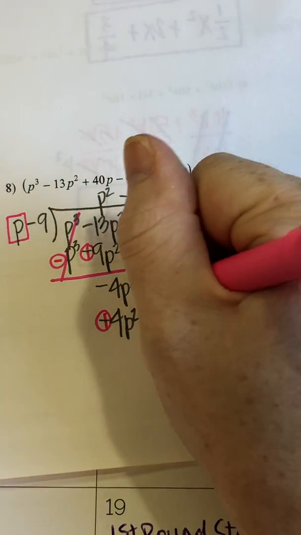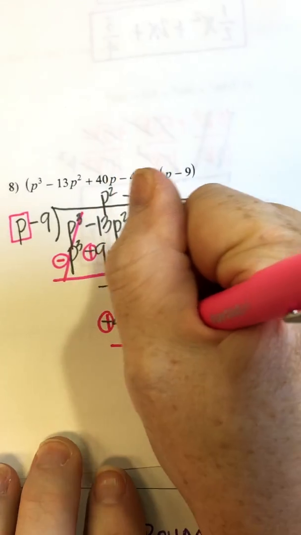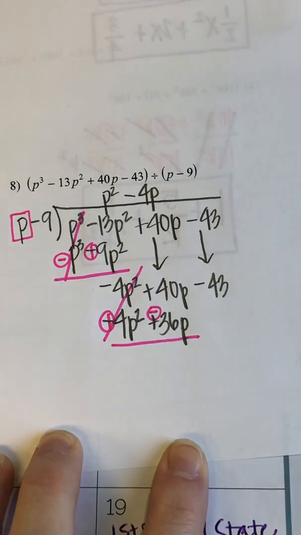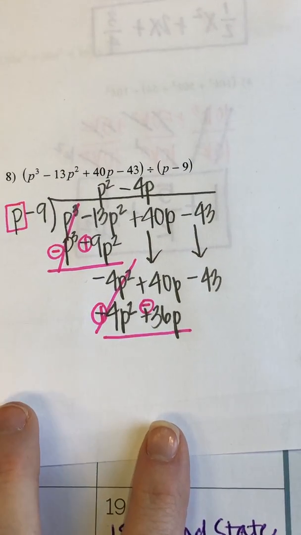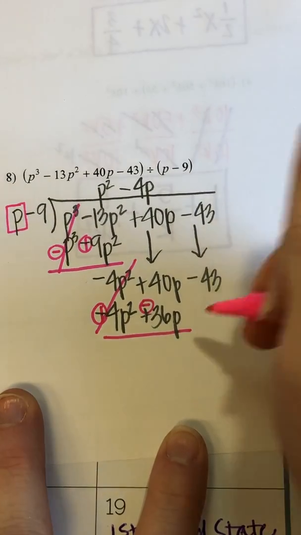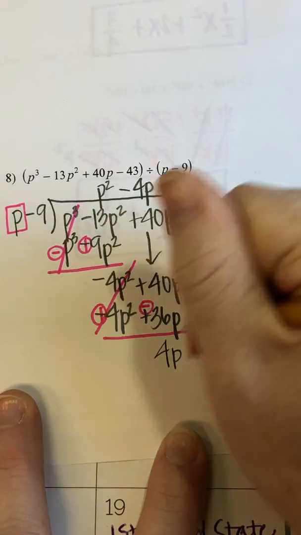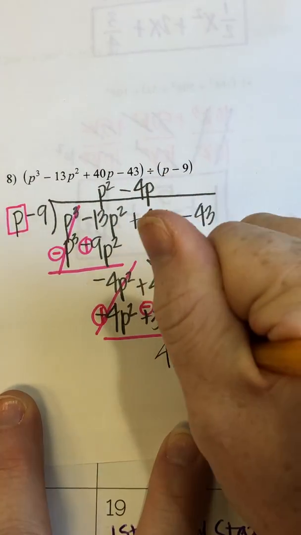If I come through and subtract, all it does is change my signs. This first part cancels out. What is 40 minus 36? 4. So 4p. I drop the 43.